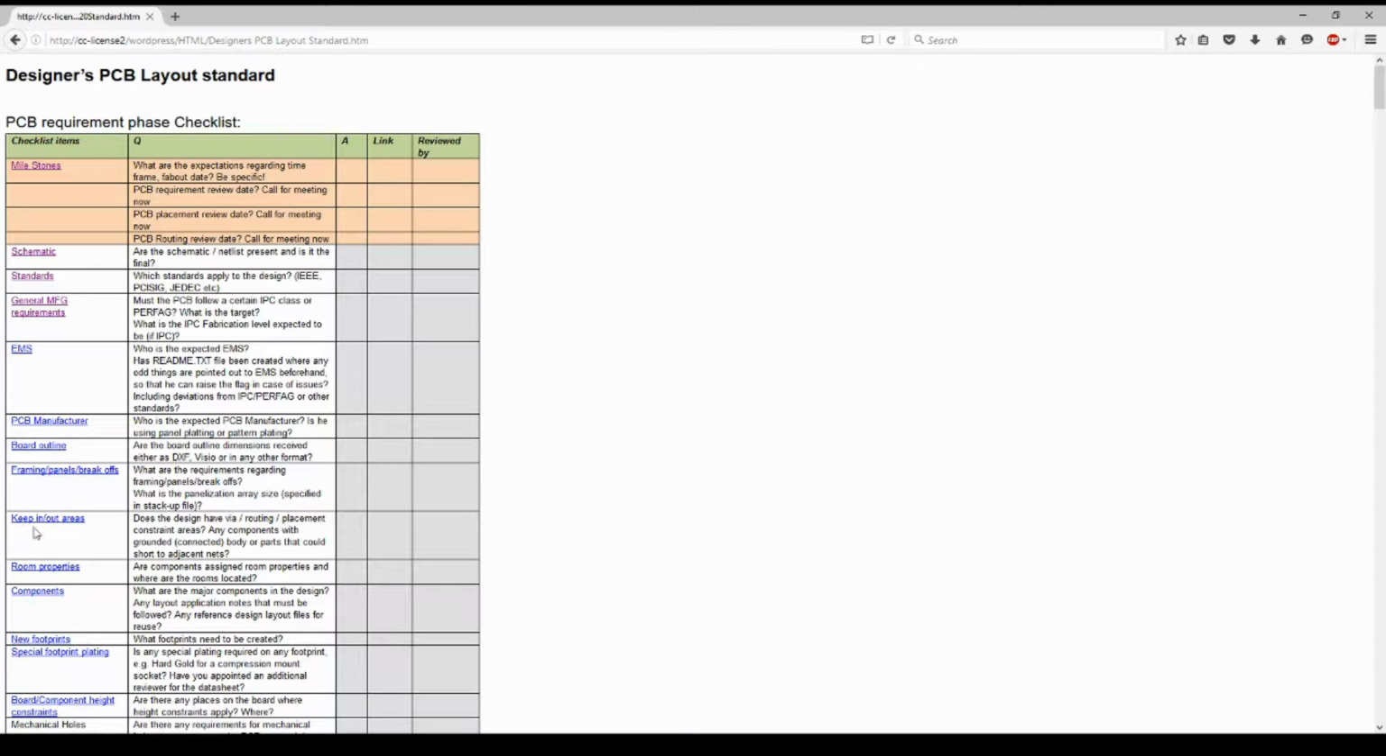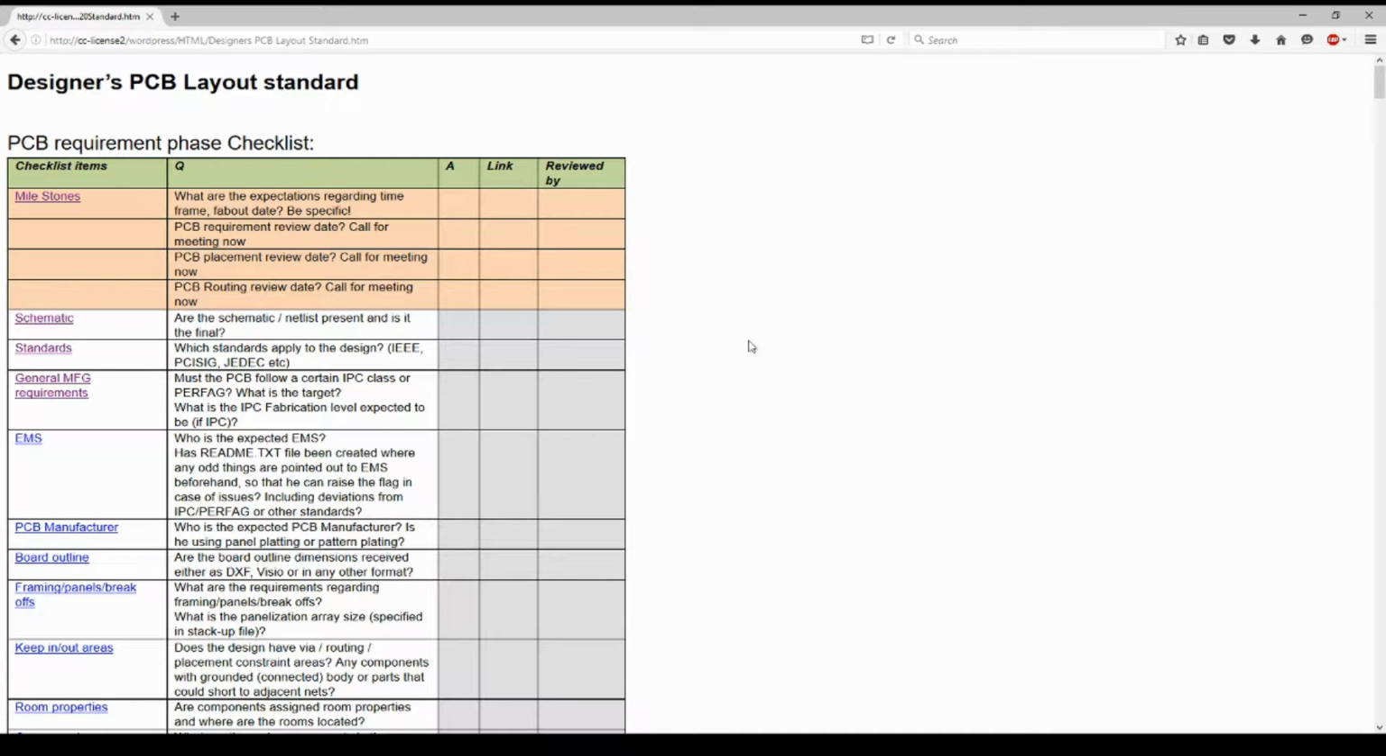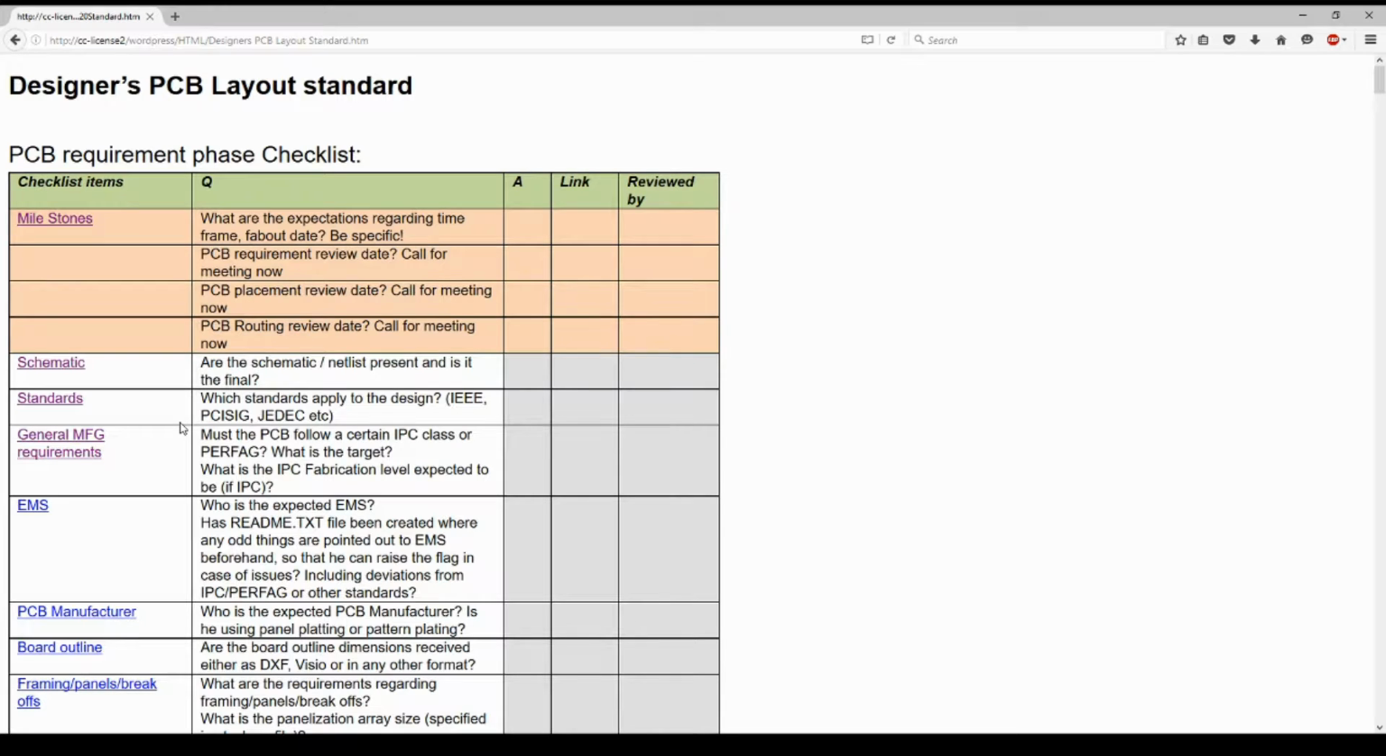If you take a look at the table, the first table is the PCB requirement phase checklist, and if we take it from the start, the first 4 rows cover the milestones, and the point here is to fill out those requirements in terms of time frame, and also when we actually take the reviews for the various parts of this design. So the reason is here, what are the expectations?